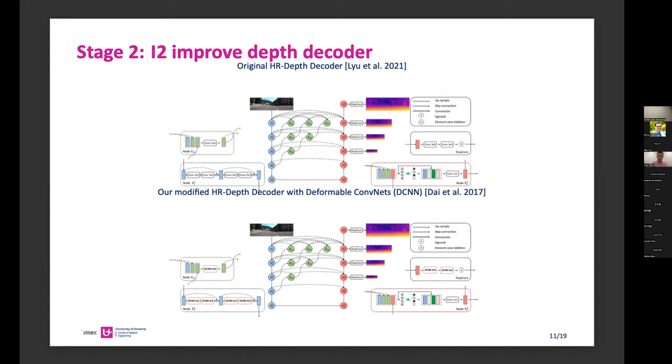As you can see, the original high-resolution depth consists of feature extraction at the high scale, feature fusion, and a depth decoder that relies on the convolution 2D with a 3x3 kernel. I modified the high-resolution depth decoder with the deformable convolution. We apply it in three blocks: feature extraction at the high scale, feature fusion, and the depth decoder with the deformable component.